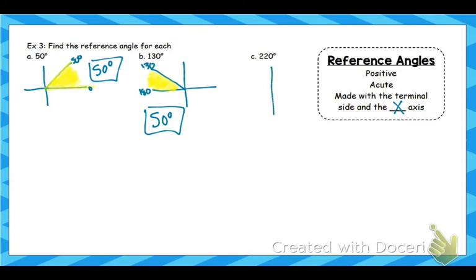All right, let's try 220. So 220 is not quite at 270, but more than 180. The reference angle is with the terminal side and the x-axis. So I'm looking for this distance here. These are always going to touch the x-axis. So the distance between 180 and 220, that's a distance of 40. So our reference angle is 40.